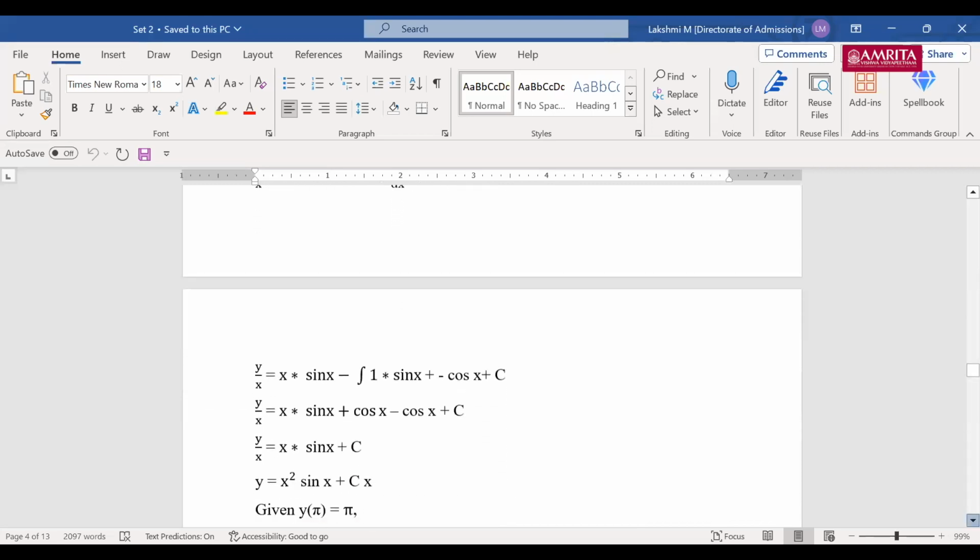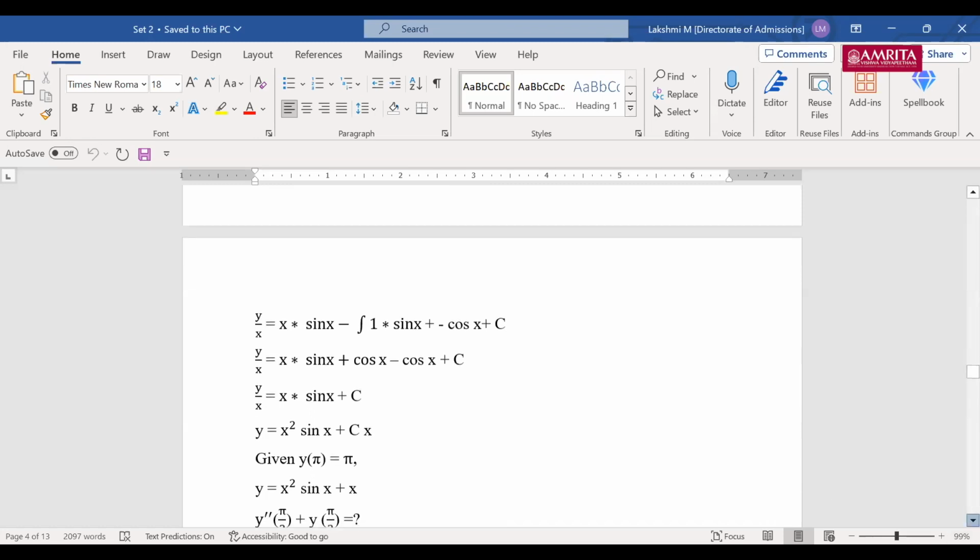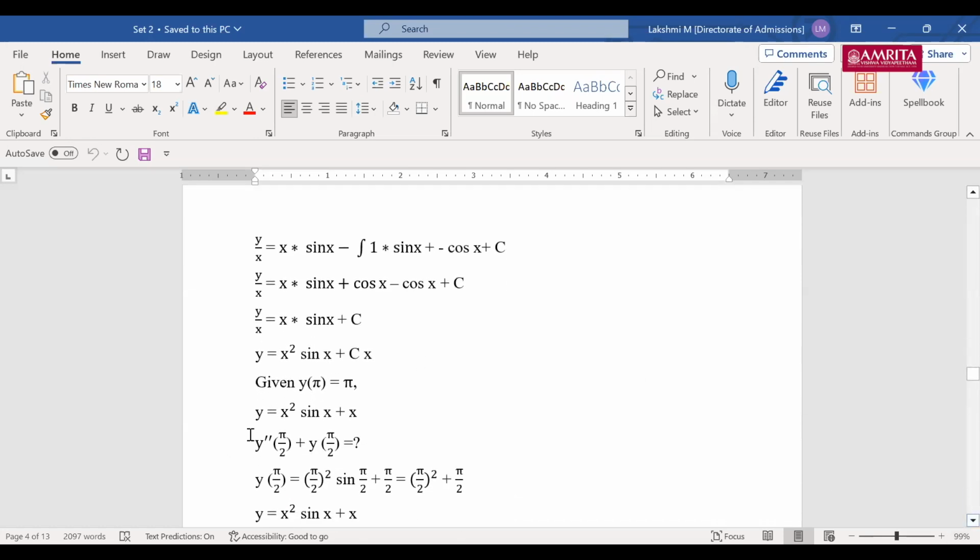You can solve it and you will have the value of y by x equal to x sin x plus c. So y will be x square sin x plus c. Now, in the question, they have given you clearly that y of pi is equal to pi. Now we can just substitute for it. If y is this, now you need to find y of pi by 2.